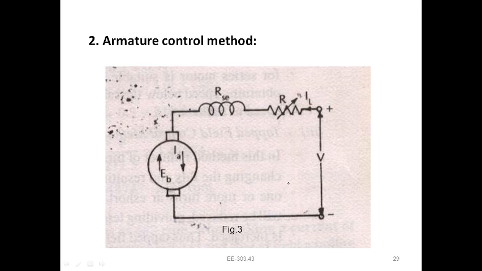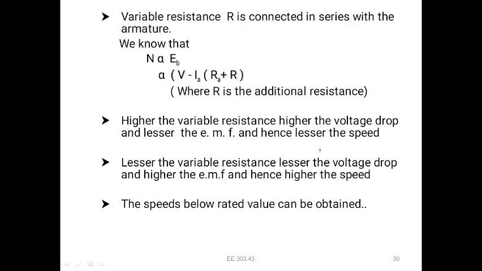So in the armature control method, we are placing the rheostat in series with the armature of the motor. By varying this rheostat we are controlling the armature current, and from that we can control the speed of the motor. Here N is directly proportional to EB, where EB is equal to V minus IA (RA plus R), so here we can also place additional resistance R.